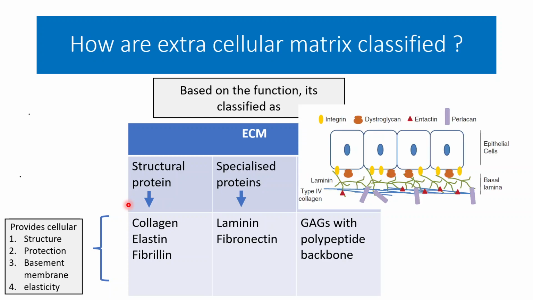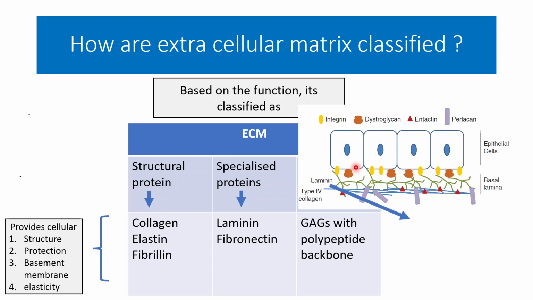So for example, you can see over here, this is the cell. The surrounding tissue is called the extracellular matrix, or the connective tissue. So this is the collagen. This is the type 4 collagen on which the cell is resting. So it provides the basement membrane on which the cell is resting, and helps in various cell alignment and protection and all those things.